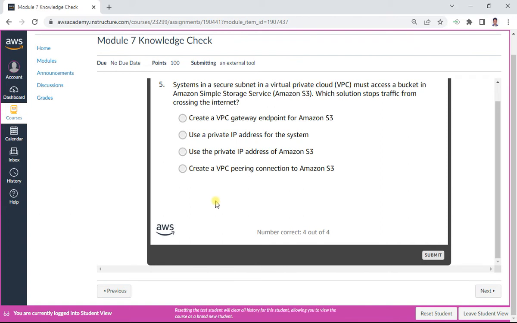Right. Fifth one, systems in a secure subnet in a VPC must access a bucket in Amazon S3. Which solution stops traffic from crossing the internet? So you can create a VPC gateway endpoint for Amazon S3. This will help.